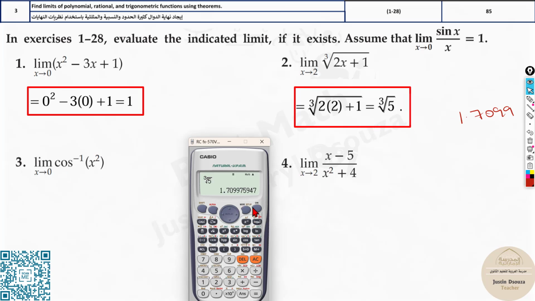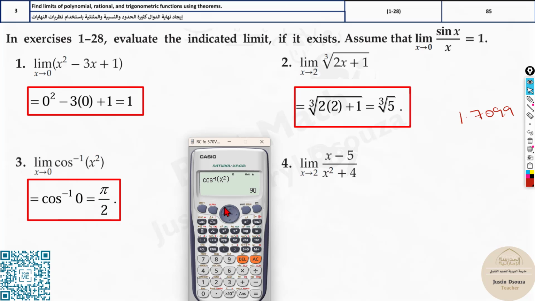Now what about this one over here? Let me write cos inverse by shift and cos. That is cosine and then alpha x squared. And then close the bracket. Now calculate it at 0. Do we get the answer? Yes, we are getting it. Now what is this exactly? It's 90 degrees. But look at your answer. They don't have it in degrees.